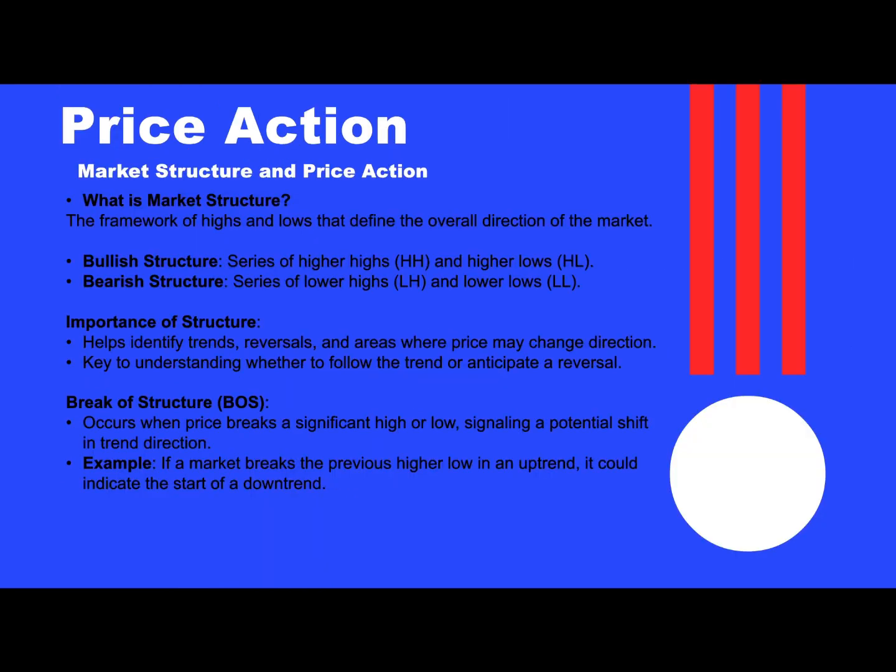So market structure and price action. What is market structure? The framework of highs and lows that define the overall trend direction. So market structure is the shape of the market. Basically, you see the market is creating higher highs and higher lows. That is market structure. The market is creating lower lows and lower highs. That is market structure. The market is ranging. That is the type of market structure we will be currently having. So basically that's it. That is what a market structure is.